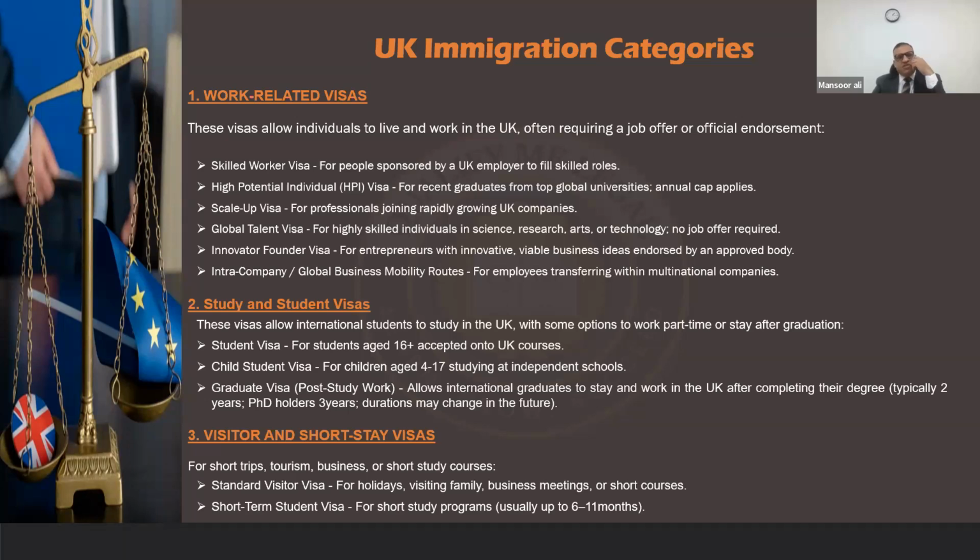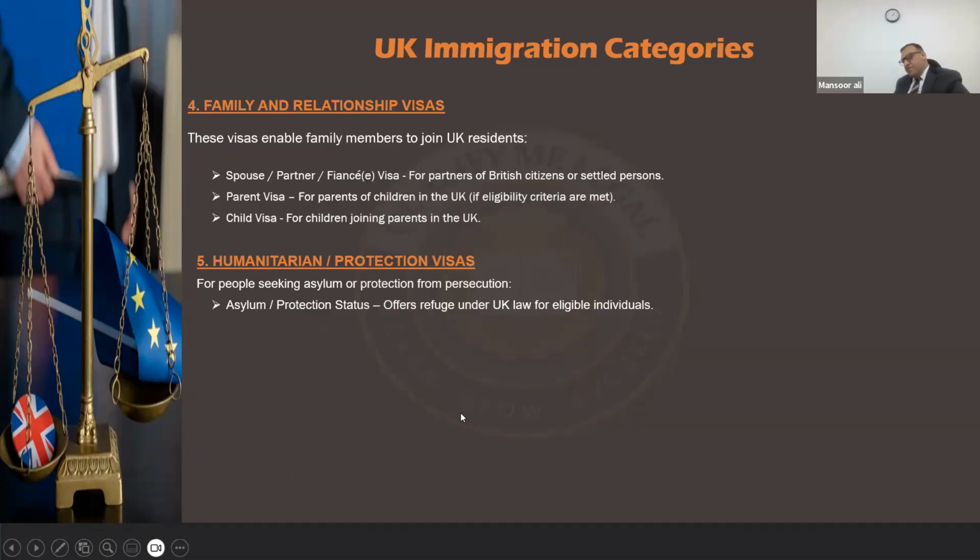So we are going to discuss today work-related visas. In work-related visas, we have further subcategories: we have skilled worker visa, high potential visa, and innovator founder visa. These are the categories within work-related visas. The second category is study and student visas. The third is visitor and short stay visas. Then we have family and relationship visas. And the fifth category is humanitarian protection visas.